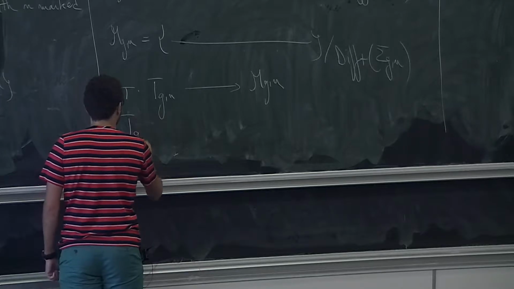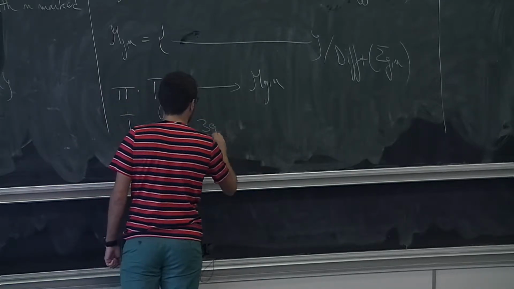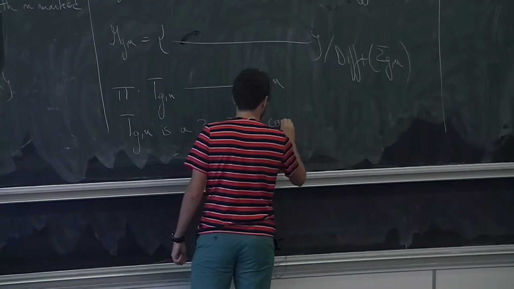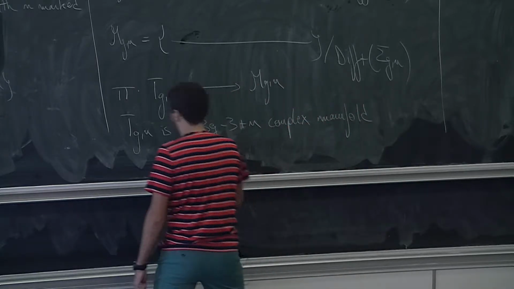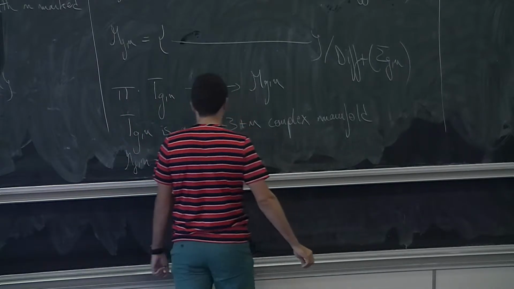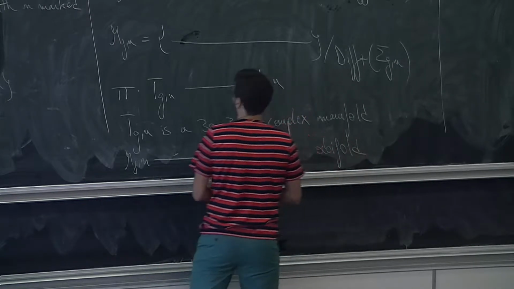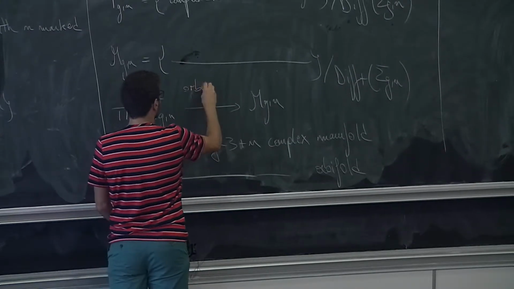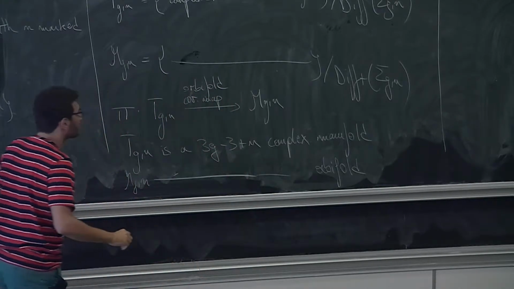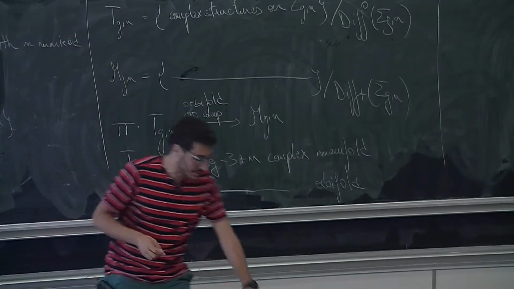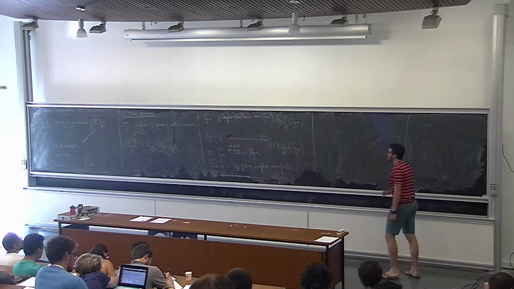An important fact is that the Teichmüller space can be endowed with the structure of a 3g minus 3 plus n dimensional complex manifold. M_{g,n} is a 3g minus 3 plus n dimensional complex orbifold, and this map is an orbifold covering. For many reasons, these are objects of interest for many different people, whether you're a geometer, an algebraic geometer, or even a dynamical systems person.